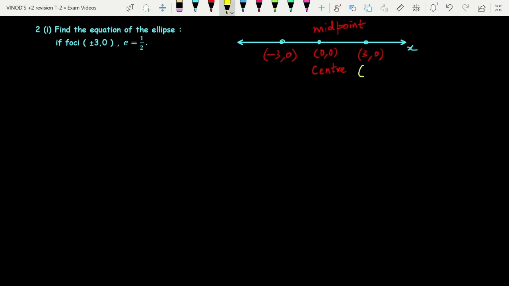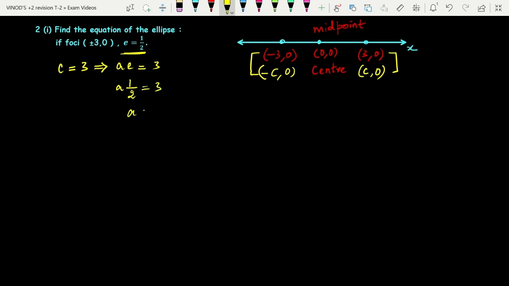Now the foci are usually written as (c, 0) and (-c, 0). Comparing (-3, 0) with (-c, 0) and (3, 0) with (c, 0), we can see that here c is equal to 3, and we know that c is a times e. So a times e is equal to 3 and e is given to be half. So a times half is equal to 3, so a is equal to 2 times 3, which is 6. From this we can write a square is equal to 6 square, and 6 square is 36. So a square is 36.